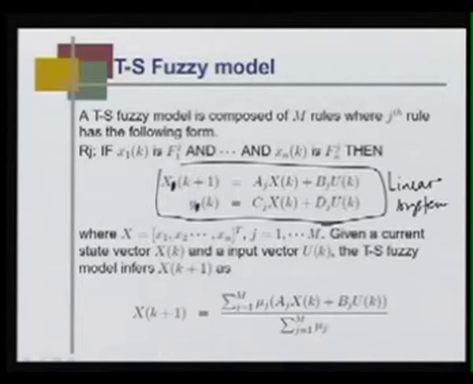Given a current state vector x k and input vector u k, the TS fuzzy model infers x k plus 1 as follows. How does it matter? Because we have to finally say what is x k plus 1. So, x k plus 1 is the fuzzy merging or fuzzy blending of the output of each system. Here, A j x k plus B j u k is my jth system dynamics, and I multiply it with the corresponding mu j, the membership function.